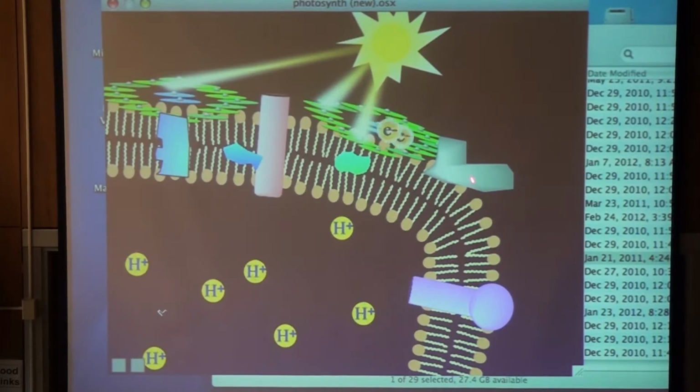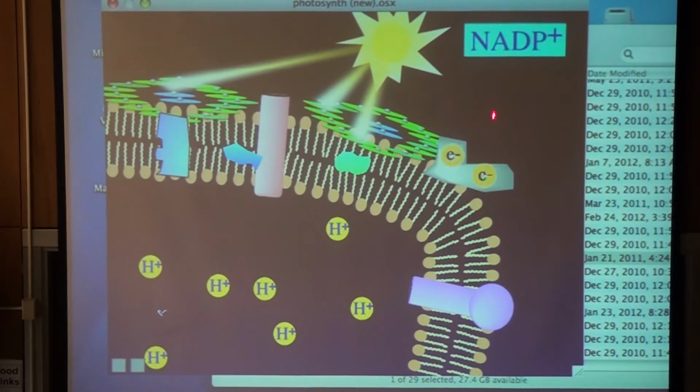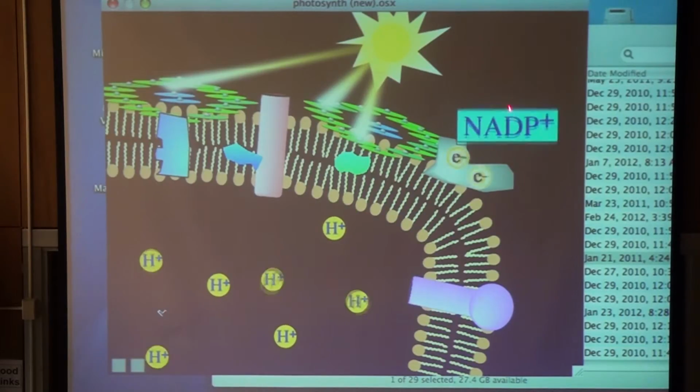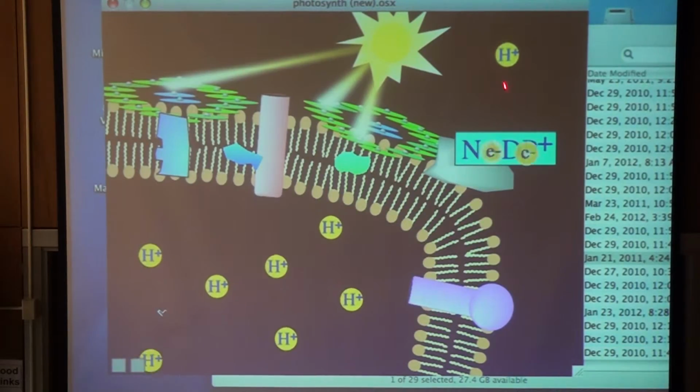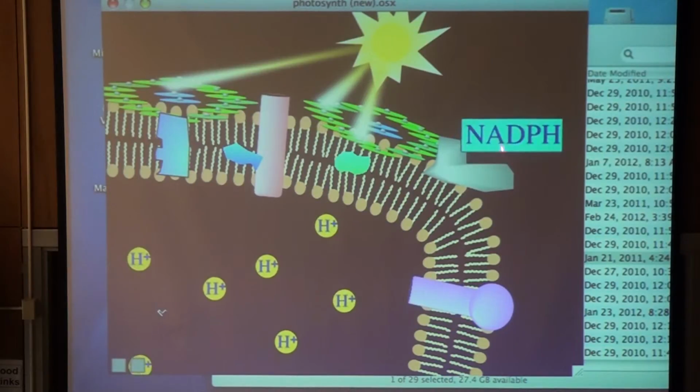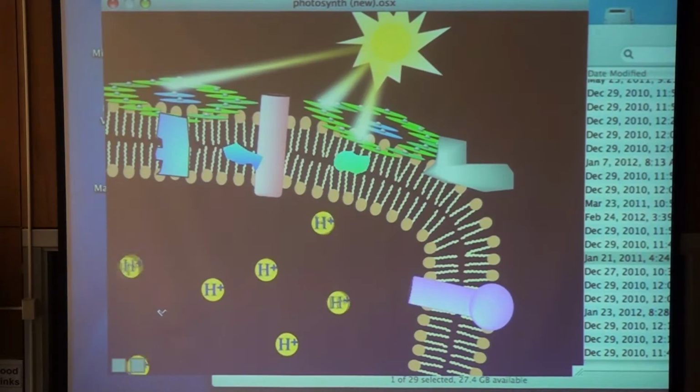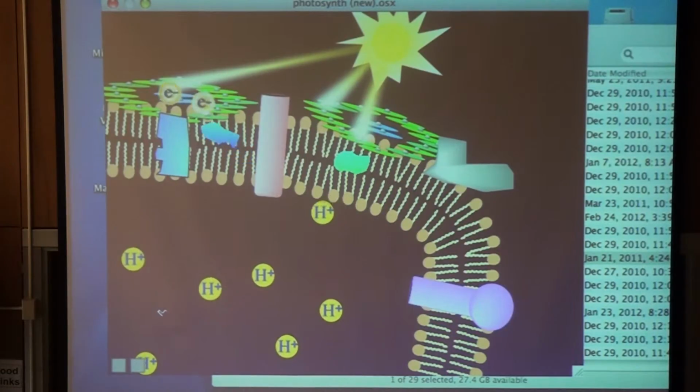Then they're passed on to this protein right here, which docks with an NADP+ and a hydrogen ion from the stroma, giving us NADPH. And so we've completed our task. We've changed sunlight into ATP and NADPH.